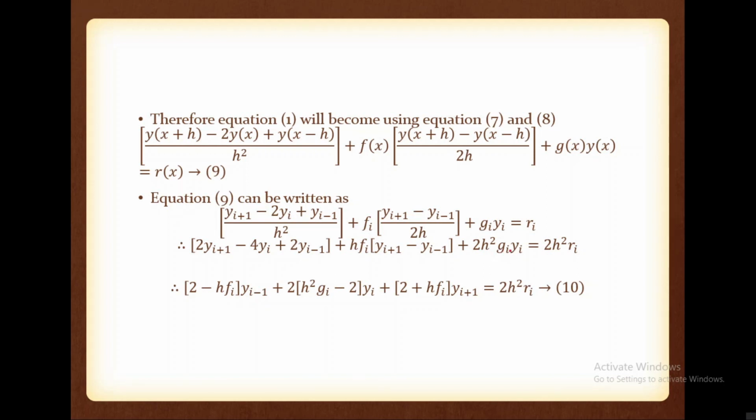Okay, so please note 2 into yi is the common term. So 2 is taken outside, yi is taken outside. What is remaining? Here we have h² gi, then here we have minus 2. Already 2 is taken outside, so remaining minus 2. So the coefficient of yi is 2 into (h² gi minus 2). Plus, now take yi+1. Here we have 2, here we have plus h fi. So we have (2 plus h into fi) into yi+1. That is the coefficient of yi+1, equal to the remaining term 2h² ri. So this is equation number 10. So note down this equation.